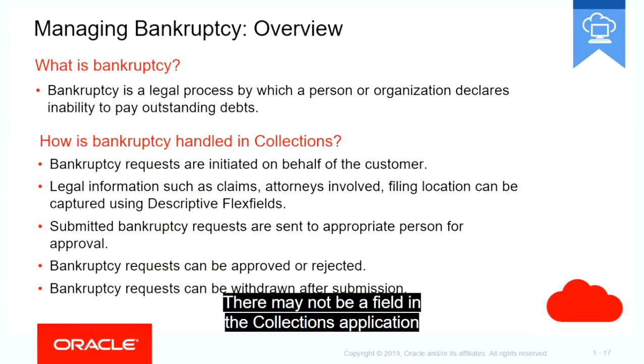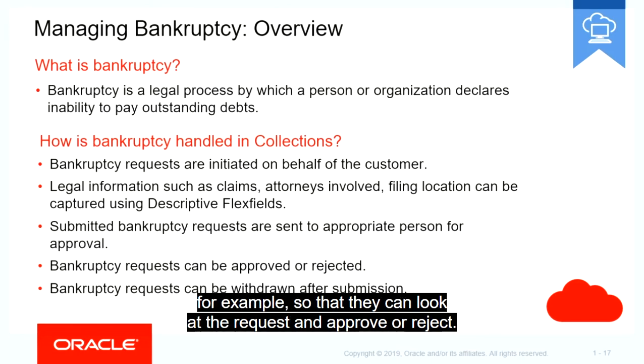There may not be a field in the collections application to capture attorney information or claim information, but you can use the descriptive flex field functionality to be able to capture that type of information. Now, of course, the bankruptcy requests are basically sent to an appropriate person for approval. What this means is that we have a workflow process that will route that approval to a collection manager, for example, so that they can look at the request and approve or reject.